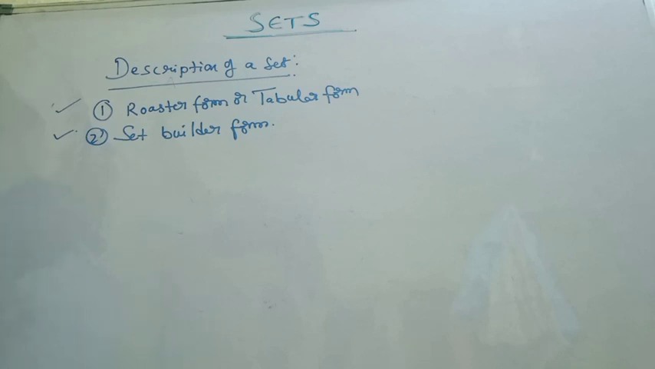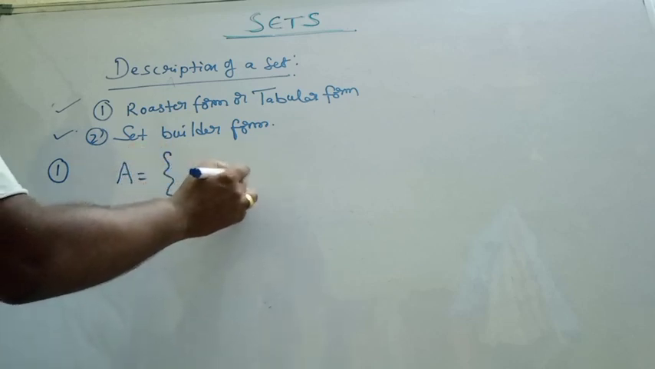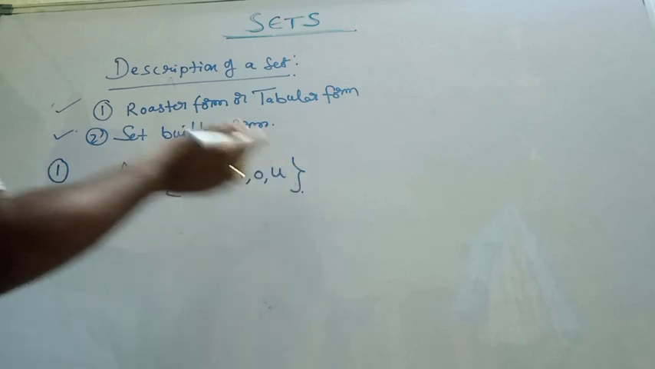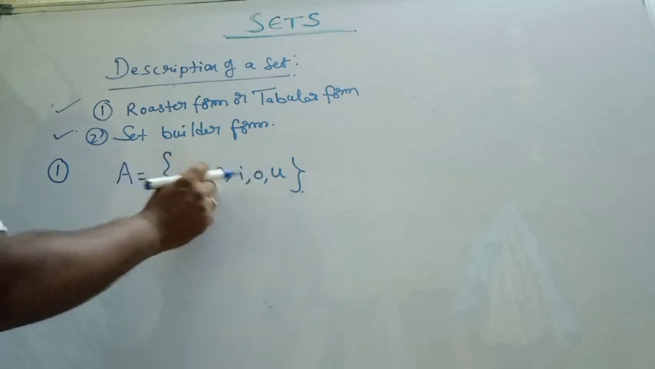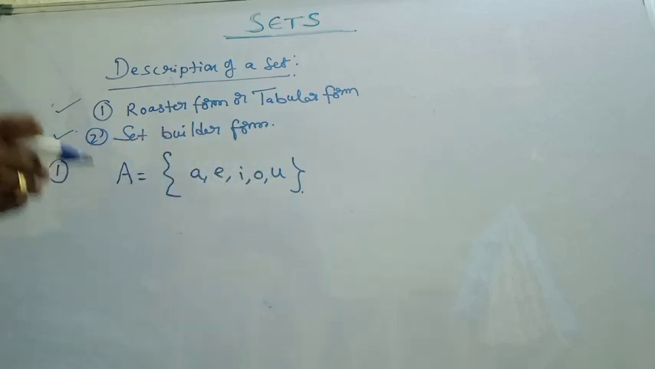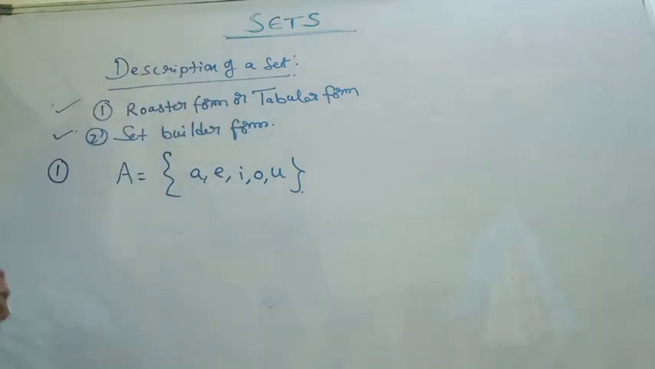Now let us clearly understand how roster form and set builder form are written. For example, roster form, I will take the first one. Roster form means each and every element. For example, set A equal to, I am going to write a, e, i, o, u. Just a listing of all the elements is what you call the tabular form or roster form. You open the flower brackets and just list all the elements. This is what you call roster form or tabular form.